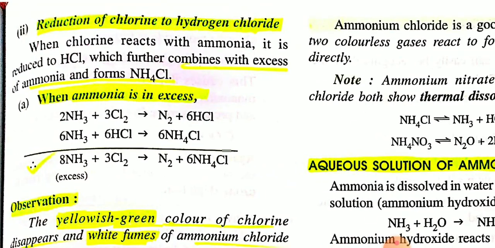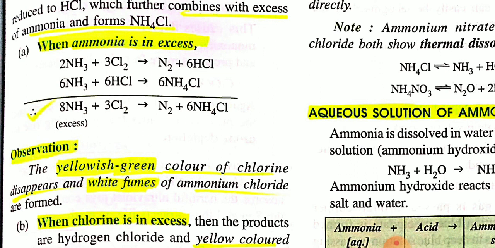Reaction of ammonia with chlorine. If ammonia is in excess, then the products are N2 plus NH4Cl. 8NH3 plus 3Cl2, arrow N2 plus 6NH4Cl. And observation: the yellowish green color of chlorine disappears and white fumes of ammonium chloride are found.